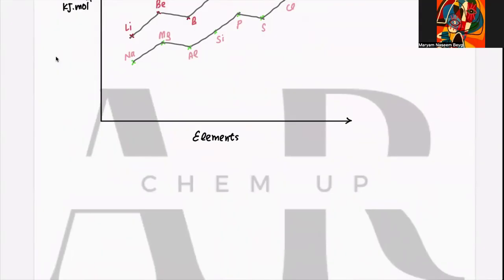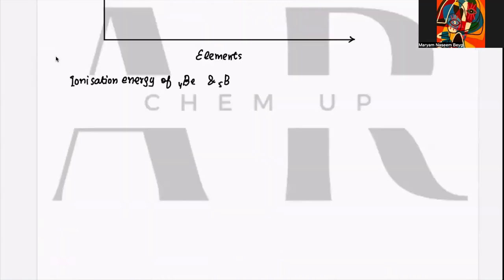Yes, do it with the pencil. Okay. So, ionization energy of beryllium and boron. Beryllium has 4 electrons in its valence shell, and boron has 5 electrons. Sorry, beryllium has in total 4 electrons, and boron has 5 electrons.